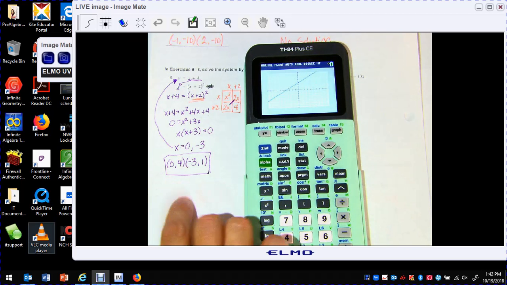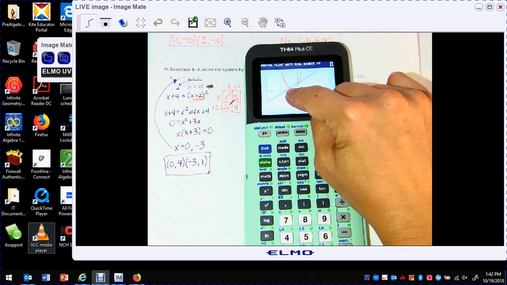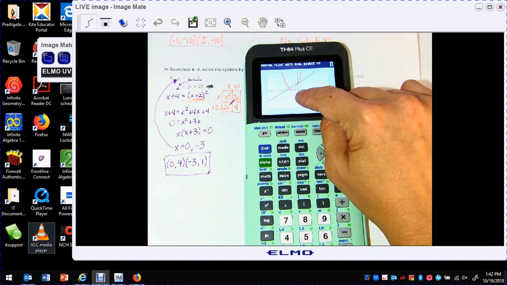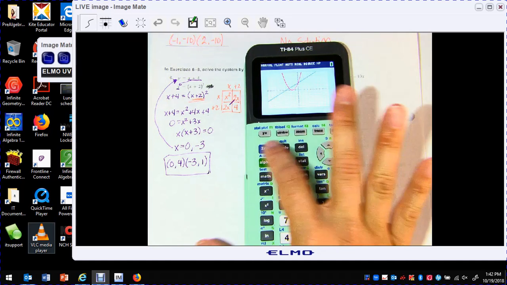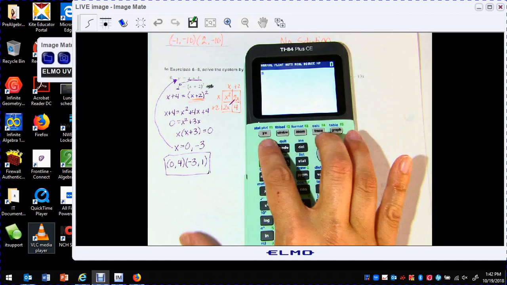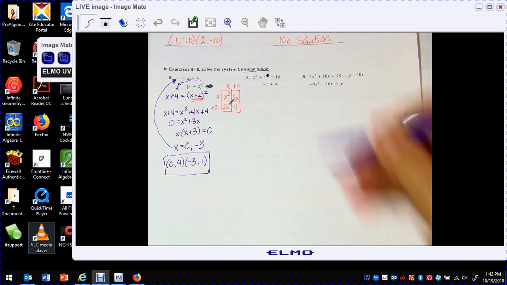And because I told you these are all factorable, they're nice, pretty clear numbers. I can see it's at negative 3, positive 1, and it is at 0, 4. So I did it correctly. Okay. So the next problem here.